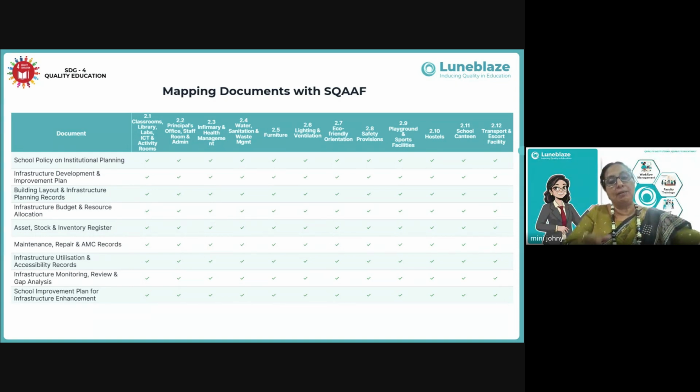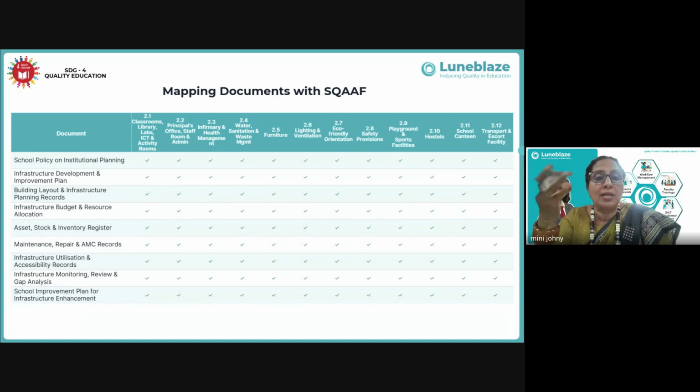So here you can see mapping documents with SQAAF. How do we map this? This is very important for us. All these documents we have discussed now in this webinar. Luneblaze has done it in such a wonderful way. They have given this presentation on how to make these records and evidences, and what the documents or evidences are. Then how can we improve our system? Once our infrastructure is improved, our learning outcomes are improved. Now you see the documents, whatever we discussed, everything has come over here.